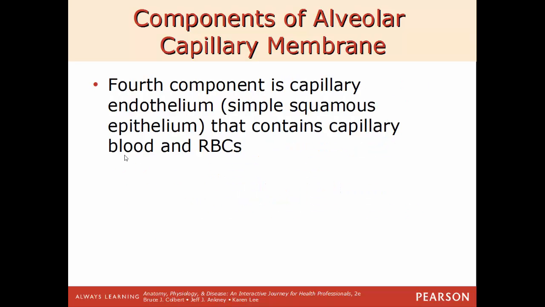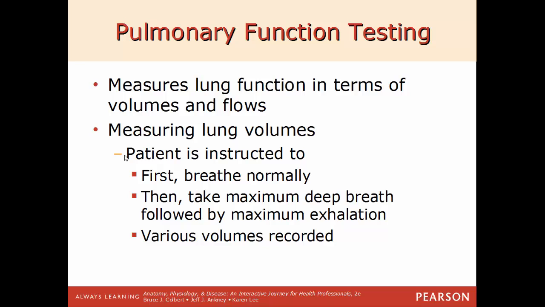The fourth component is the capillary endothelium, which is simple squamous epithelium that contains the capillary blood and also the red blood cell. All right, now we'll move on to pulmonary function testing. Now these will measure lung function in terms of various volumes and flows and capacity. Now when you're measuring lung volumes, the patient is instructed to first breathe normally, so they can get a baseline reading and also keep the patient calm. Then they'll be told to take the deepest breath possible and force all the air all the way out. So taking a deep breath in and taking a deep breath out.